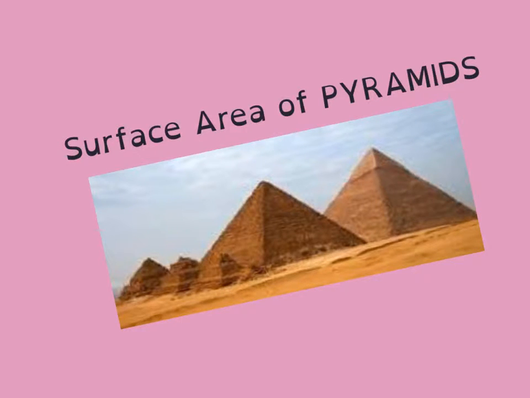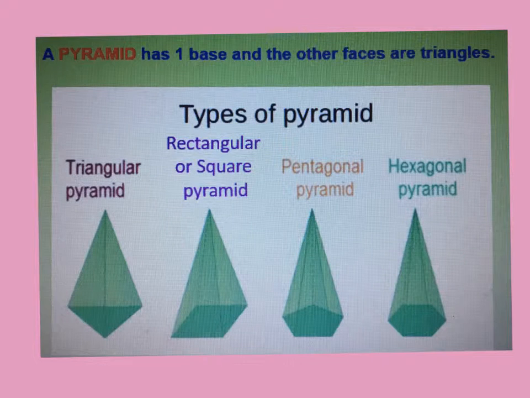In this lesson, we are going to learn how to find the surface area of pyramids. A pyramid is a shape that has one base. It's 3D and has one base, and the other faces are triangles. And the triangle faces always come to a point. This is called a triangular pyramid.